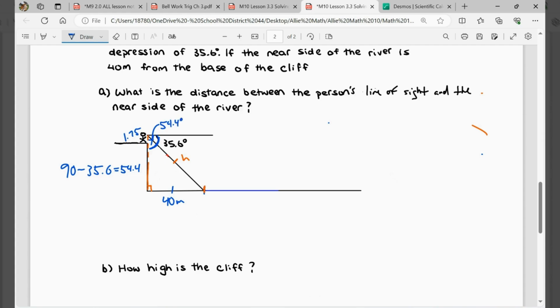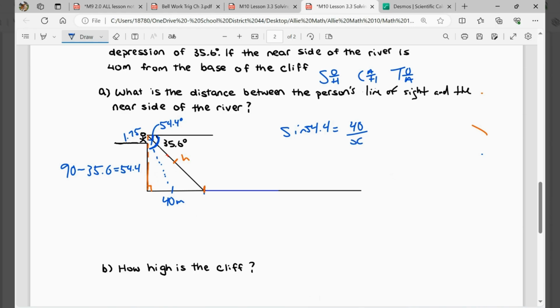Okay, and now we have the length that's opposite. We have an angle, and we want to find the hypotenuse. Remember, SOH CAH TOA. We're going to use sine of 54.4 equals the opposite, 40, over the hypotenuse, which we don't know.